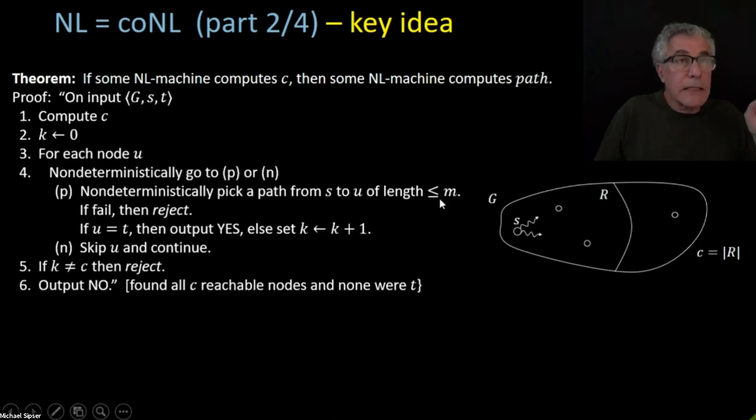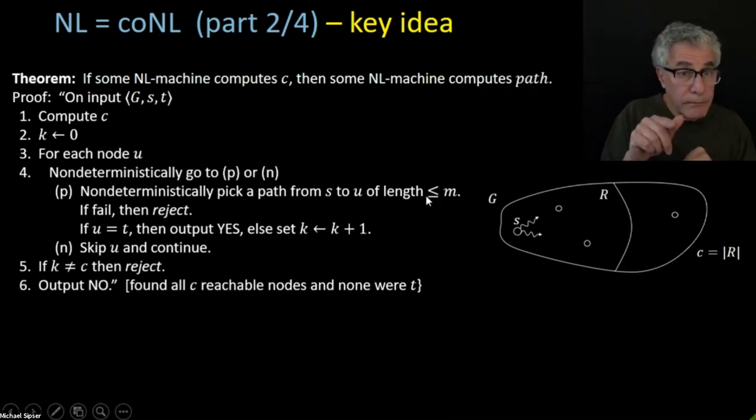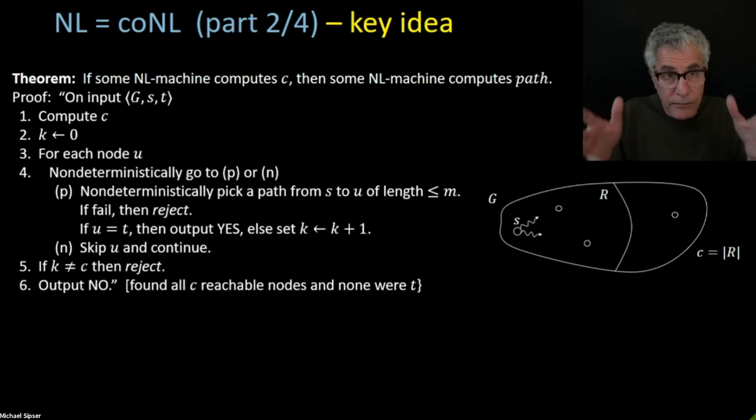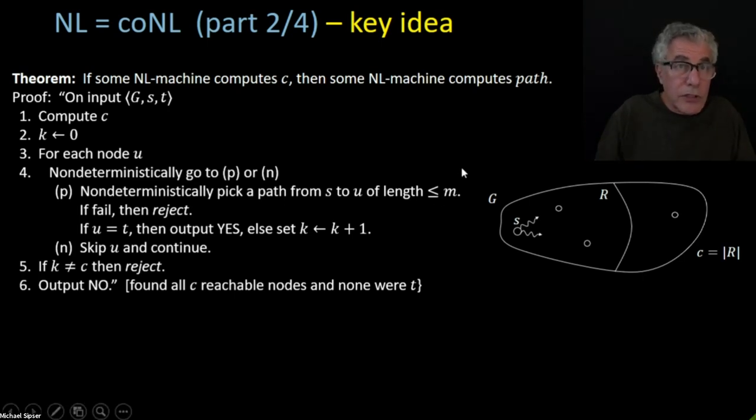What is M? Good question. M is the number of nodes of the graph. I should have said that. So you don't want to get into a loop. So you better cut off your picking of a path at some cutoff value. You're going to cut it off at M, which is the number of nodes, which is going to be long enough. We're going to play with that a bit later.